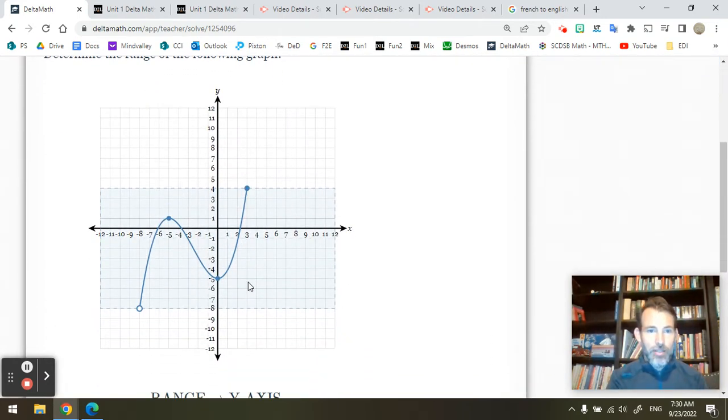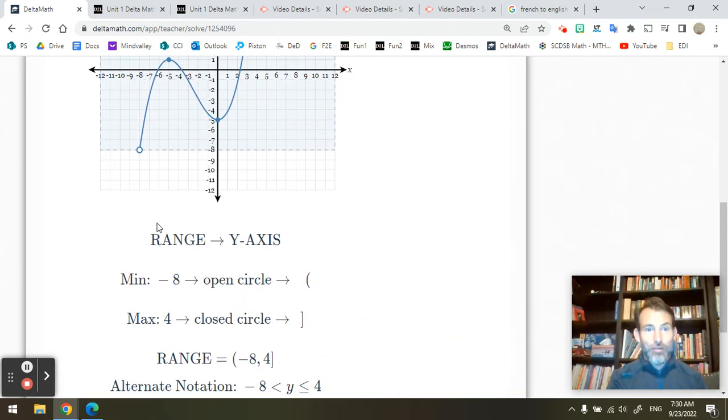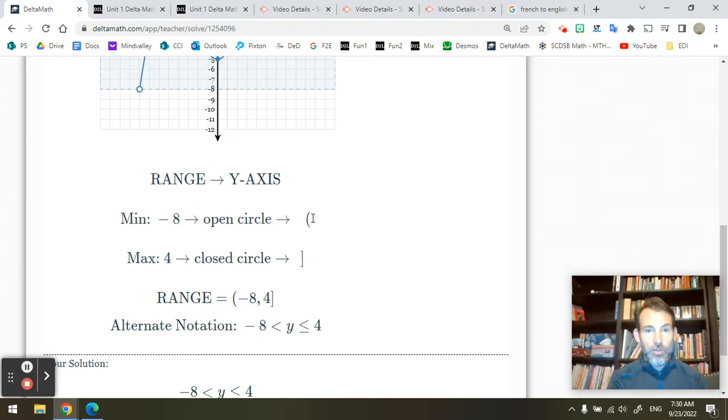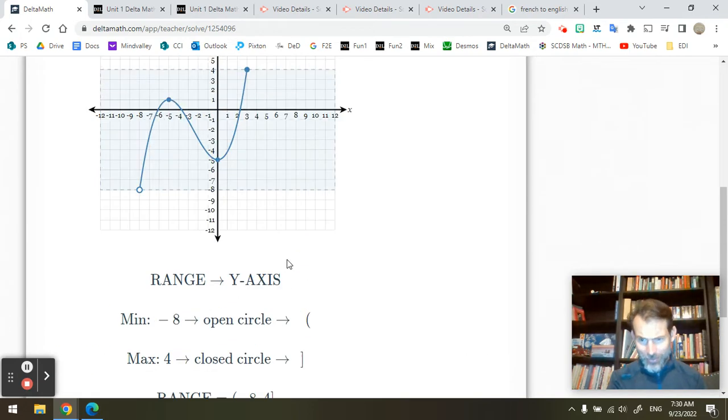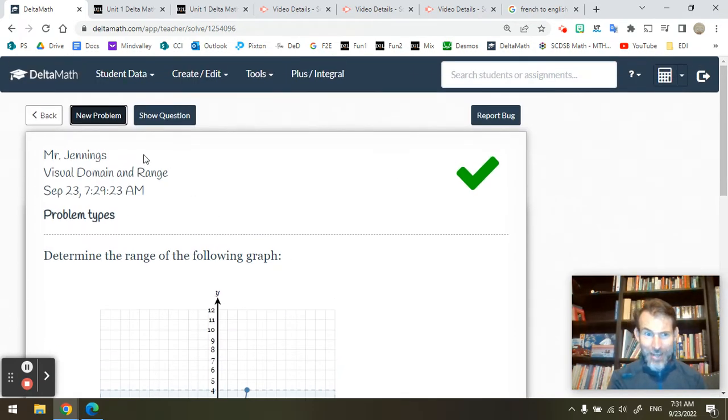So this is the visual trick that they want you to be able to see when you look at the graph. The range is y-axis, the minimum is an open circle, the maximum is a closed circle. This is their notation system for that. I use this. We'll all use this. When you go to grade 12, you're going to use this. I don't think any teachers here at CCI do anything different. Anyway, so that's how you do visual domain and range.